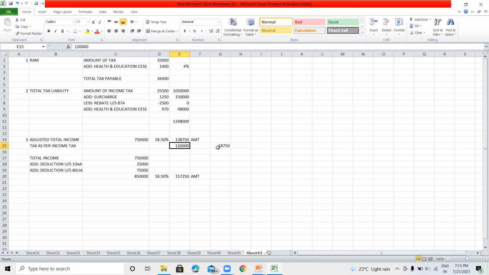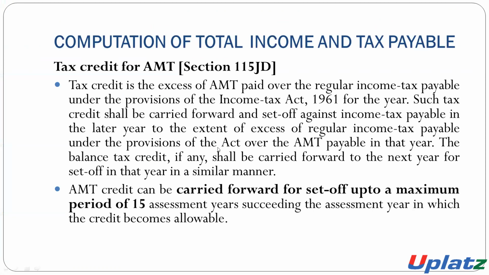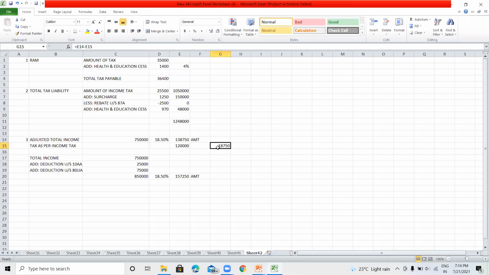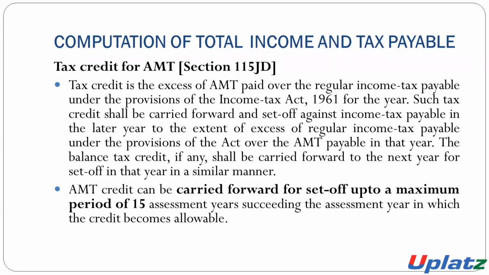And in this situation the adjusted total income tax means AMT will be high, so the excess amount will be eligible for the tax credit. It will be eligible for the tax credit. Means 18,750 rupees is eligible for the tax credit. So such tax credit shall be carried forward and set off against the income tax which is payable in the later year.